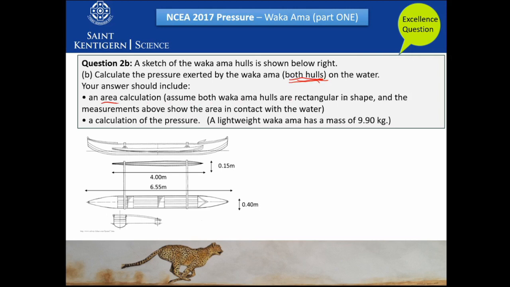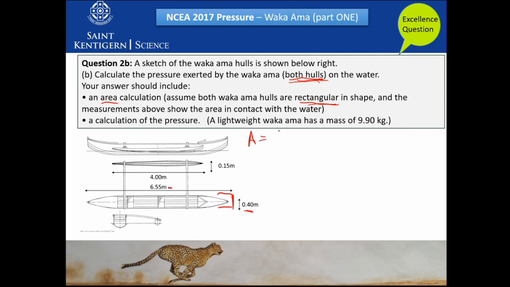Assume both the waka ama hulls are rectangular in shape, and the measurements shown above show the area in contact with the water. The calculation of the pressure. So first thing we're going to do is do the area. So if we look at the main area of the waka, it's going to be 0.4 times 6.55.